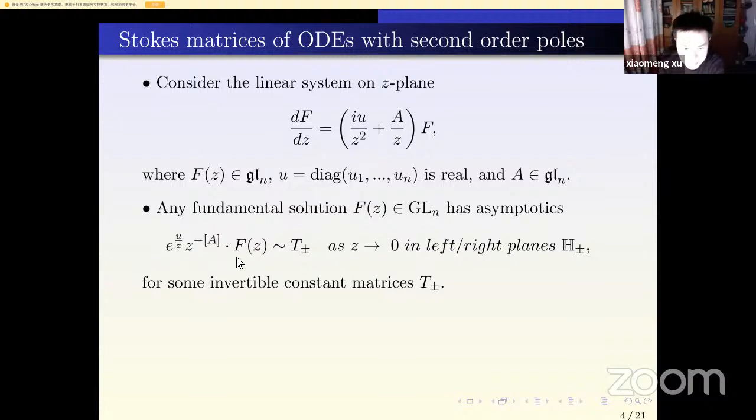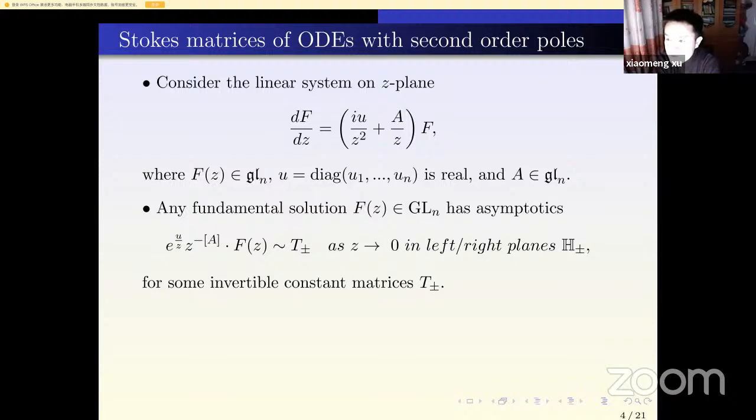We're gonna see that the regularized limit of any solution has different limits as z goes to 0 from the left or right half planes, where T plus and T minus are two invertible matrices. It happens to any fundamental solution, so it's quite a general phenomenon. In the next slides, I'm gonna give a 2x2 example from which one can see how exactly it works in explicit terms. So this is the so-called Stokes phenomenon.